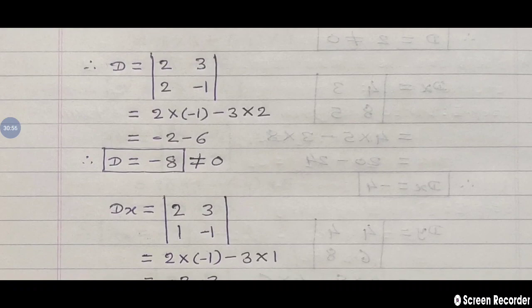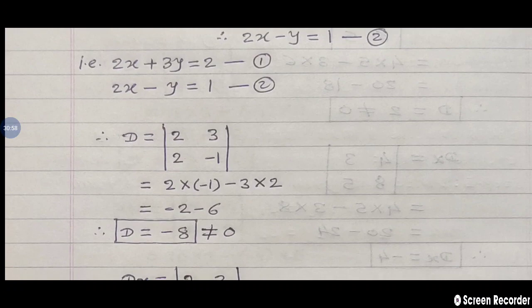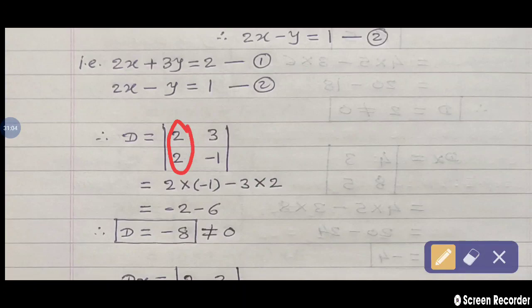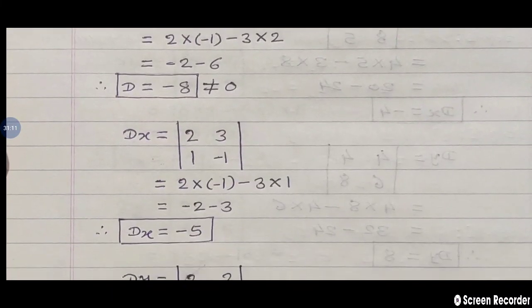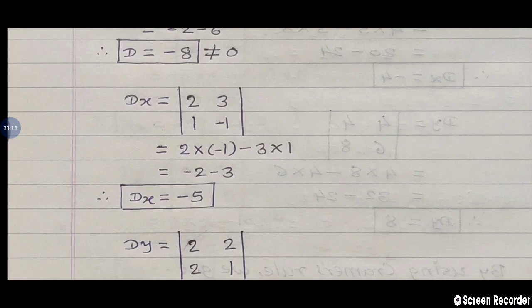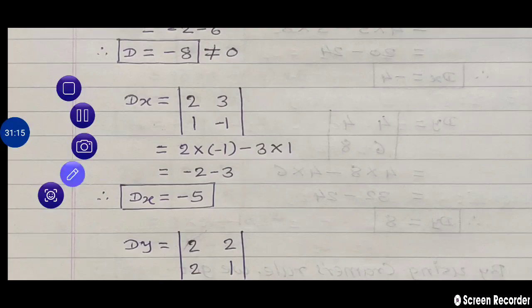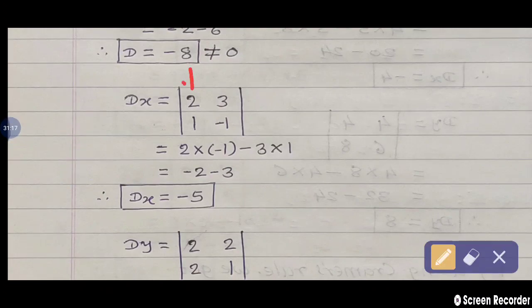Next, now Dx. So what changes are we making here at the time of finding the value of Dx? Coefficients of x are replaced by the constant numbers in these two equations. So 2 2 replaced by 2 1. 3 and minus 1 remain as they are. So check that. 2 1 in the first column, right? These are the constant numbers, and coefficients of y remain as they are here.